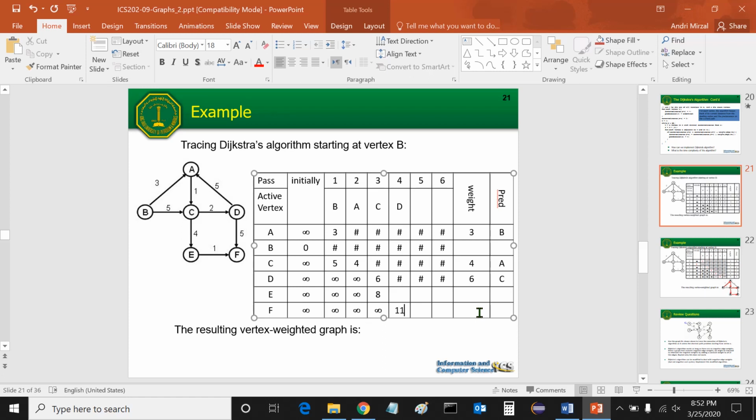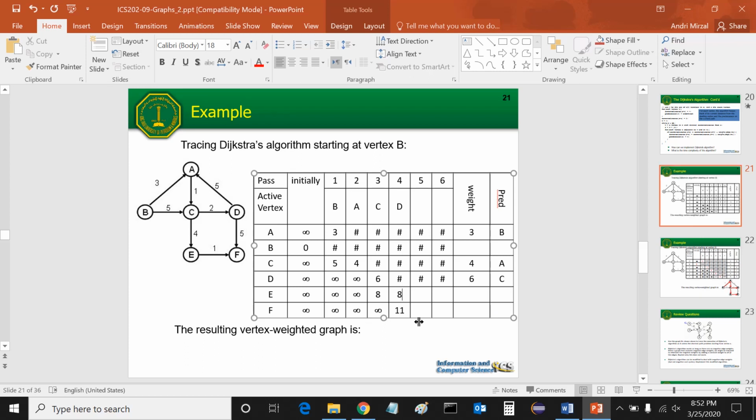Okay. Now everyone look at this. After that we have this cell that's still empty. What do we do? If we cannot do anything, because from D we can only go to F, we cannot go to E, then we just copy the previous value. We do not need to do anything, just copy the previous value, something like this.